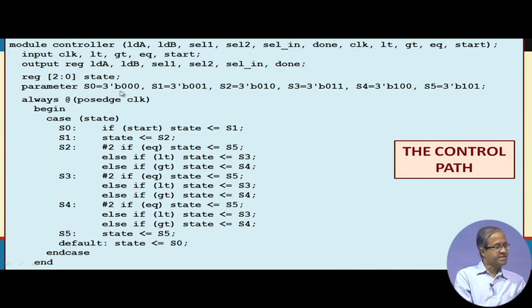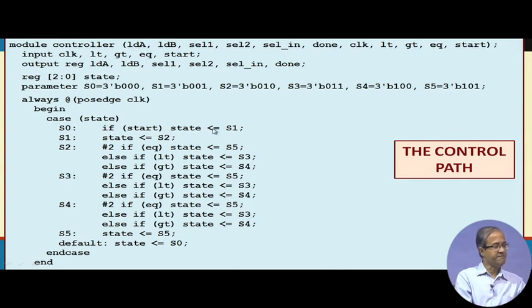Now, in this example, because there are 6 states, we need a 3 bit state vector. So, we define it as a 3 bit state vector called state, and using parameter we call these states S0, S1, S2, S3, S4 and S5. Now, in the first always block triggered by the clock, we are just implementing that flow chart whatever I had shown. So, initially we are in state S0.